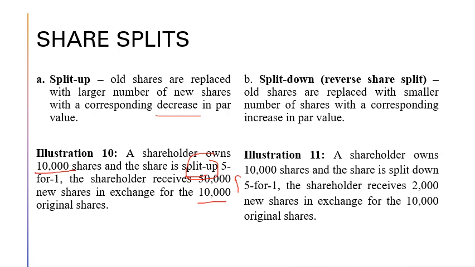A split down happens when the old shares are replaced with a smaller number of shares with a corresponding increase in the par value. So still the shareholder owns 10,000 shares and there's a split down of 5 for 1. So this would be divided by 5. From 10,000, it will become 2,000 shares. This is a split down because from 10,000, it is replaced with a lesser or smaller number of shares, which is 2,000 shares.